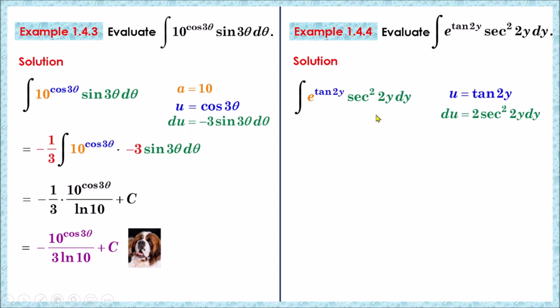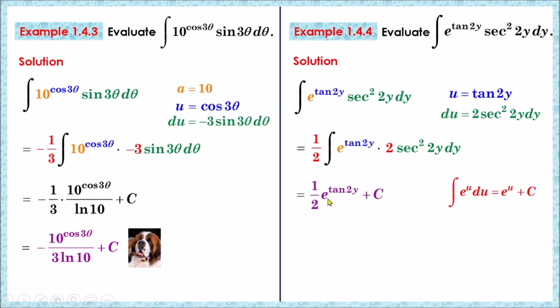This differential is not exactly the differential present in the integral. So there is a constant factor 2 that is missing. Let's supply that constant factor 2 inside and then balance outside by 1/2. This integral now takes the form of integral of e to the u du. Hence, we have 1/2 e to the u plus c, but u is tangent 2y.